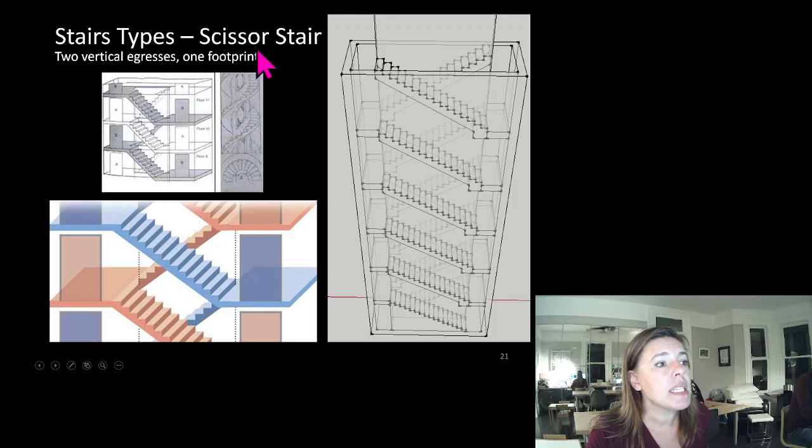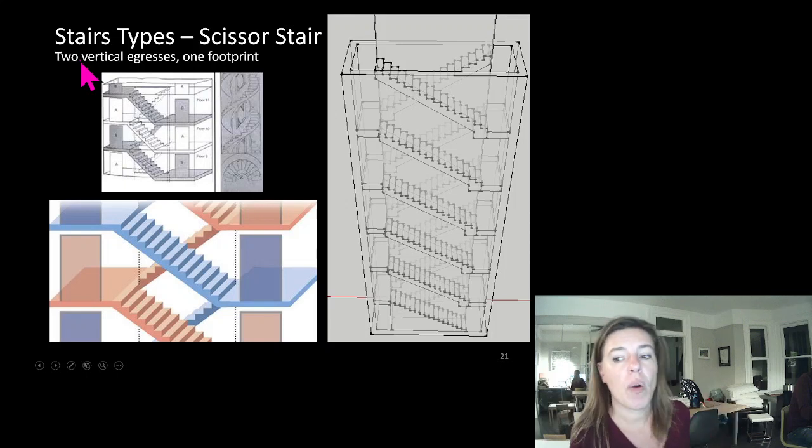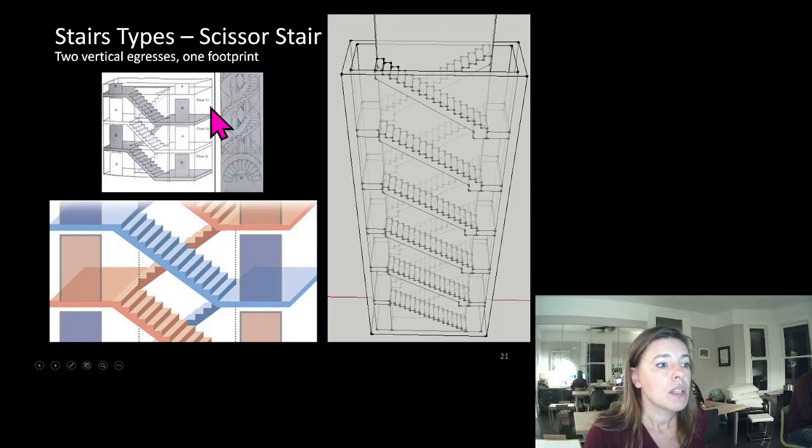So these are scissor stairs. They're two vertical egresses on one footprint. Different floors will have their doorways in different locations. I always get this backwards. Anyway, you can see that there are two stairs on one footprint.